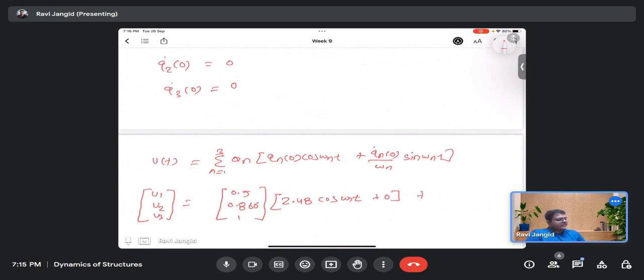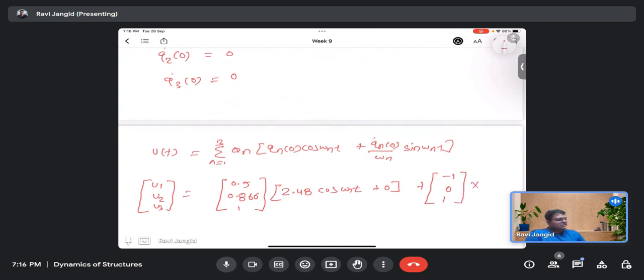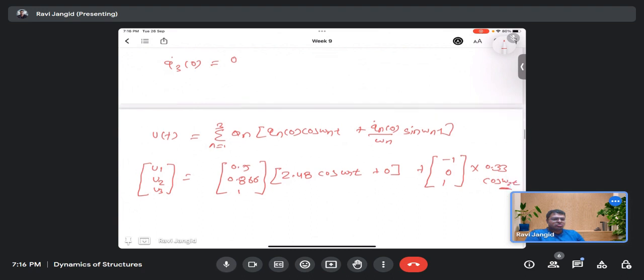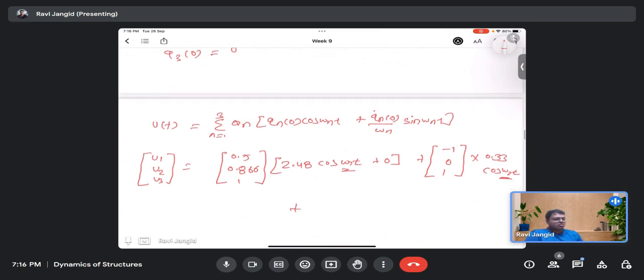Similarly, for the second mode, it would be minus 1, 0, 1 times 0.33 into cos omega 2t. Keep in mind it will be 2 here, and in this it will be 1, because these things will matter if you plot. Here I'm not plotting this, but if you need you can plot it, so keep in mind those frequency values.